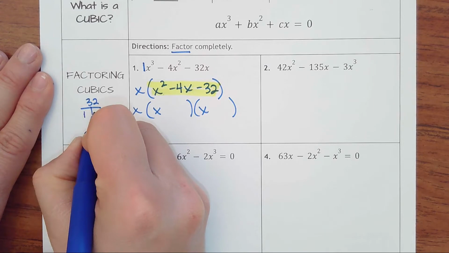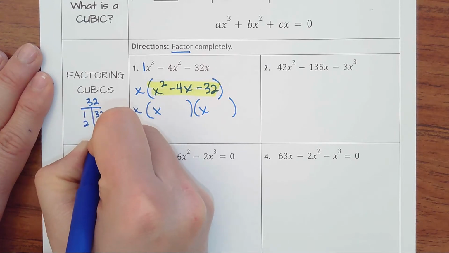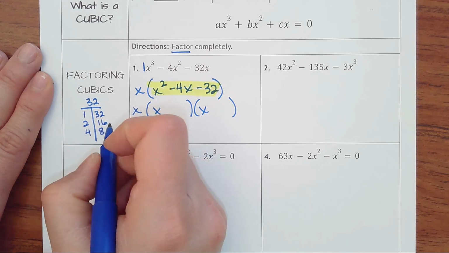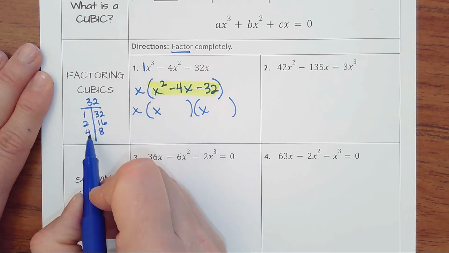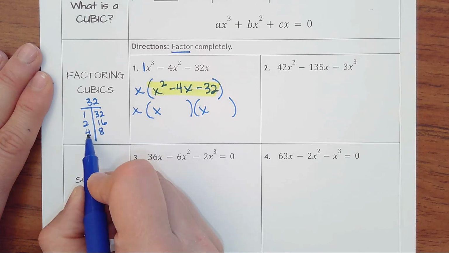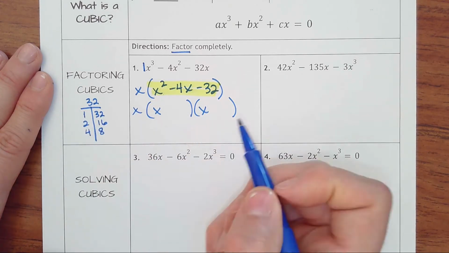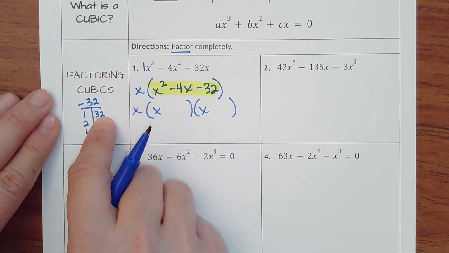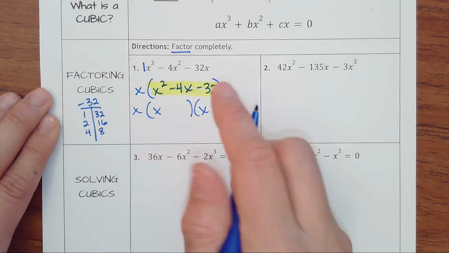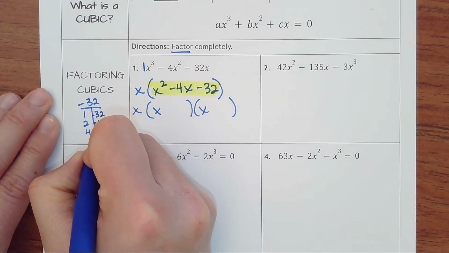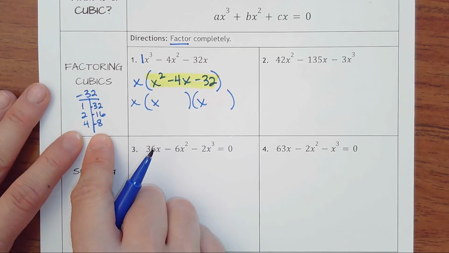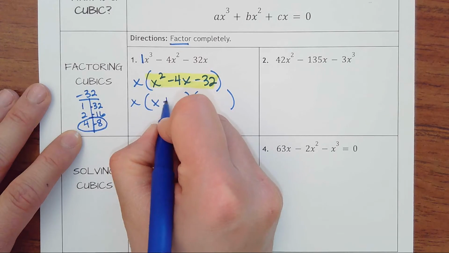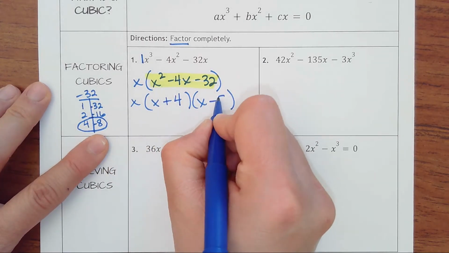32 could be made by 1 times 32, 2 times 16, not 3, 4 times 8, not 5, not 6, not 7, then I'm back to 8 and 4, 16, 2, 32, and 1. I'm multiplying to make a negative, so that means that one of the numbers has to be negative. I want to combine to make -4, so I need the bigger numbers to have the negative. So which set of numbers works? It would be 4 and -8. So since the 4 is positive, I put x plus 4. 8's negative, I put -8.